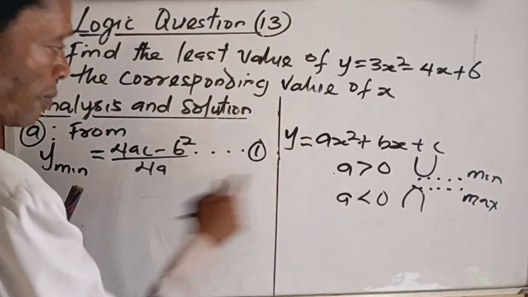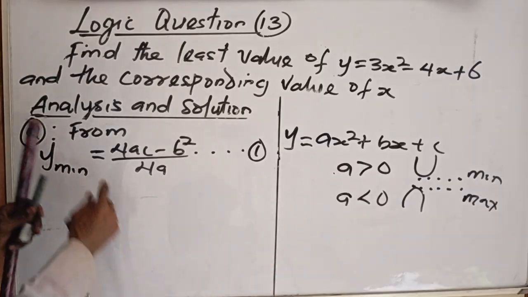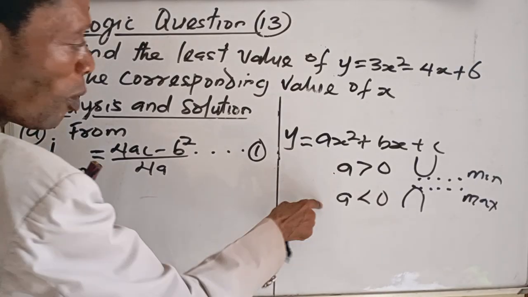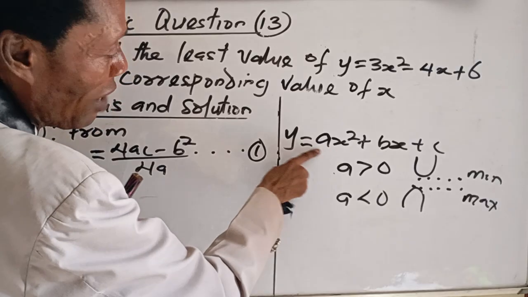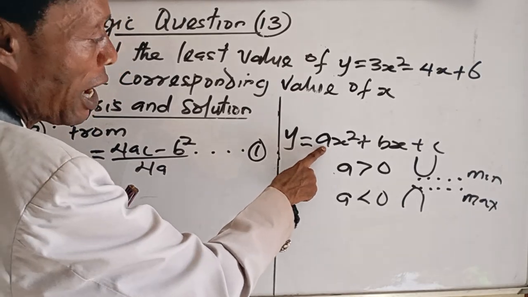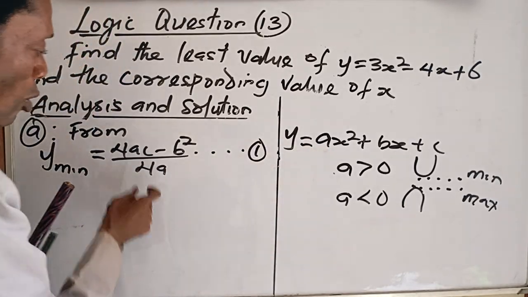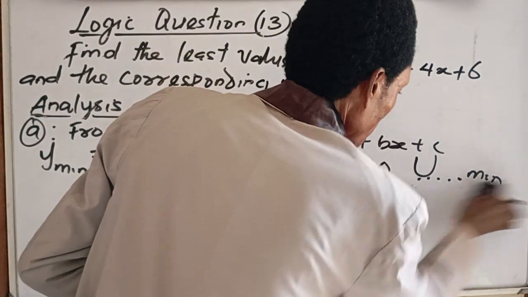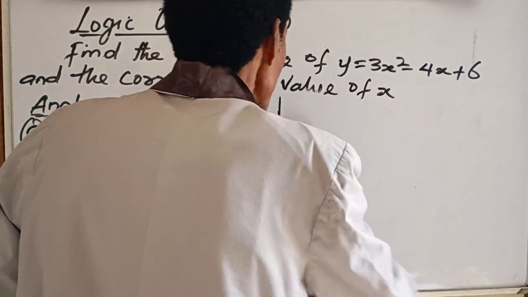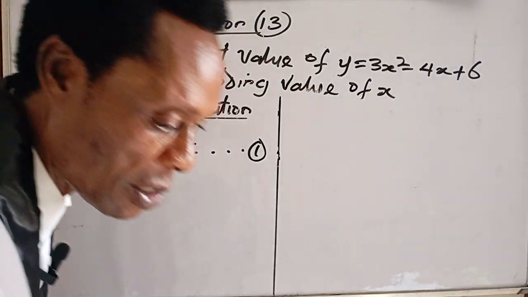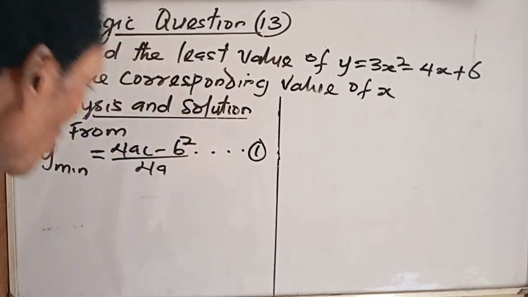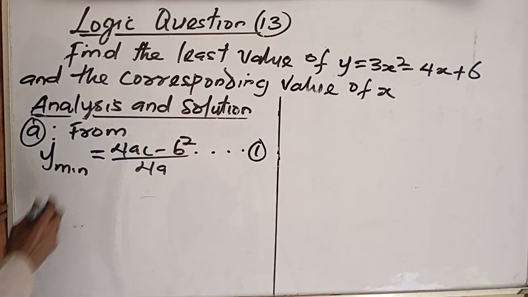But this is the formula for both. The only thing is that the value of a, whatever is the coefficient of x squared here, will be the one to give you either minimum value or maximum value. So without waste of time, comparing coefficients.